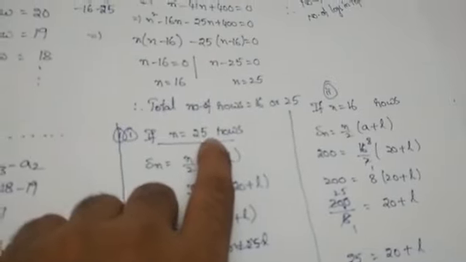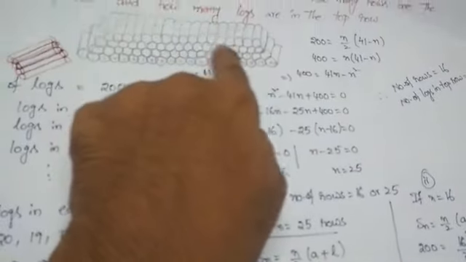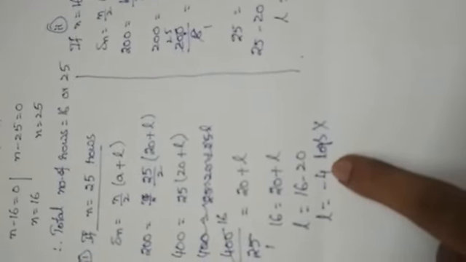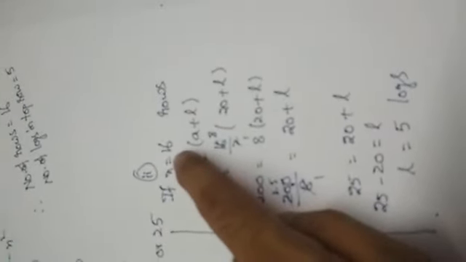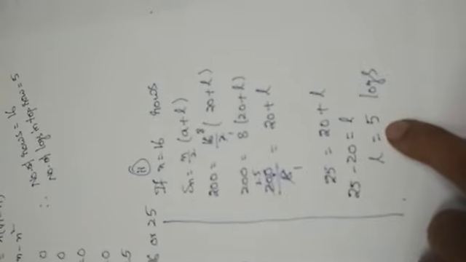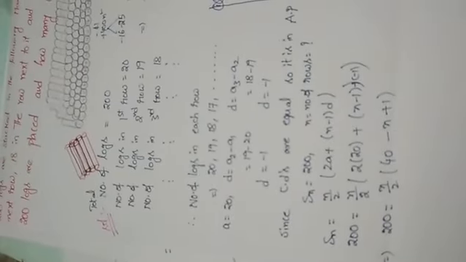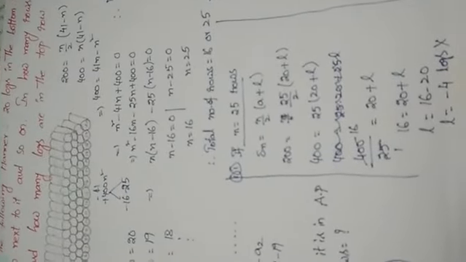First I check with 25 rows. Suppose if there are 25 rows, how many logs will be there in the top? Suppose if I take 25 rows, I don't get a direct value, so minus value will be there. Minus 4 logs cannot be possible. Then I check with 16 rows. Suppose if there are 16 rows, then the number of logs in top level will be 5 logs. So that's the conclusion. Number of rows is 16. Number of logs in top row equal to 5. See this? Hope you guys have understood.